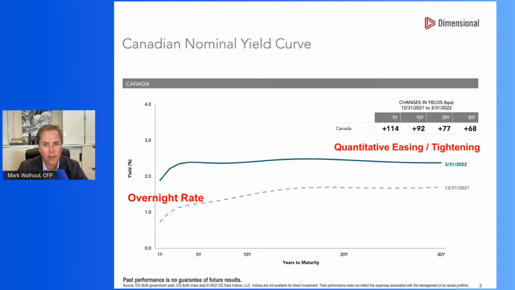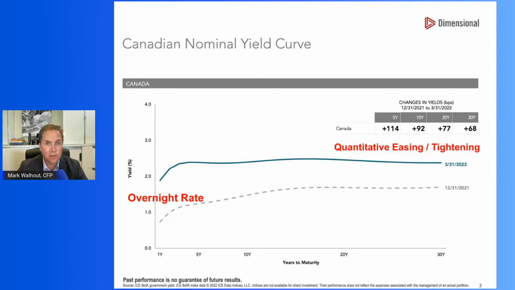There are a few things that I want to walk you through here. The first thing, the dotted line, is the Canadian yield curve at the end of 2021, so at the end of last year. And the blue line is the yield curve at the end of March of this year. The first thing that jumps out at you is that yields across the entire yield curve from 1 year all the way up to 30 years have risen considerably. What that means is that interest rates have risen.